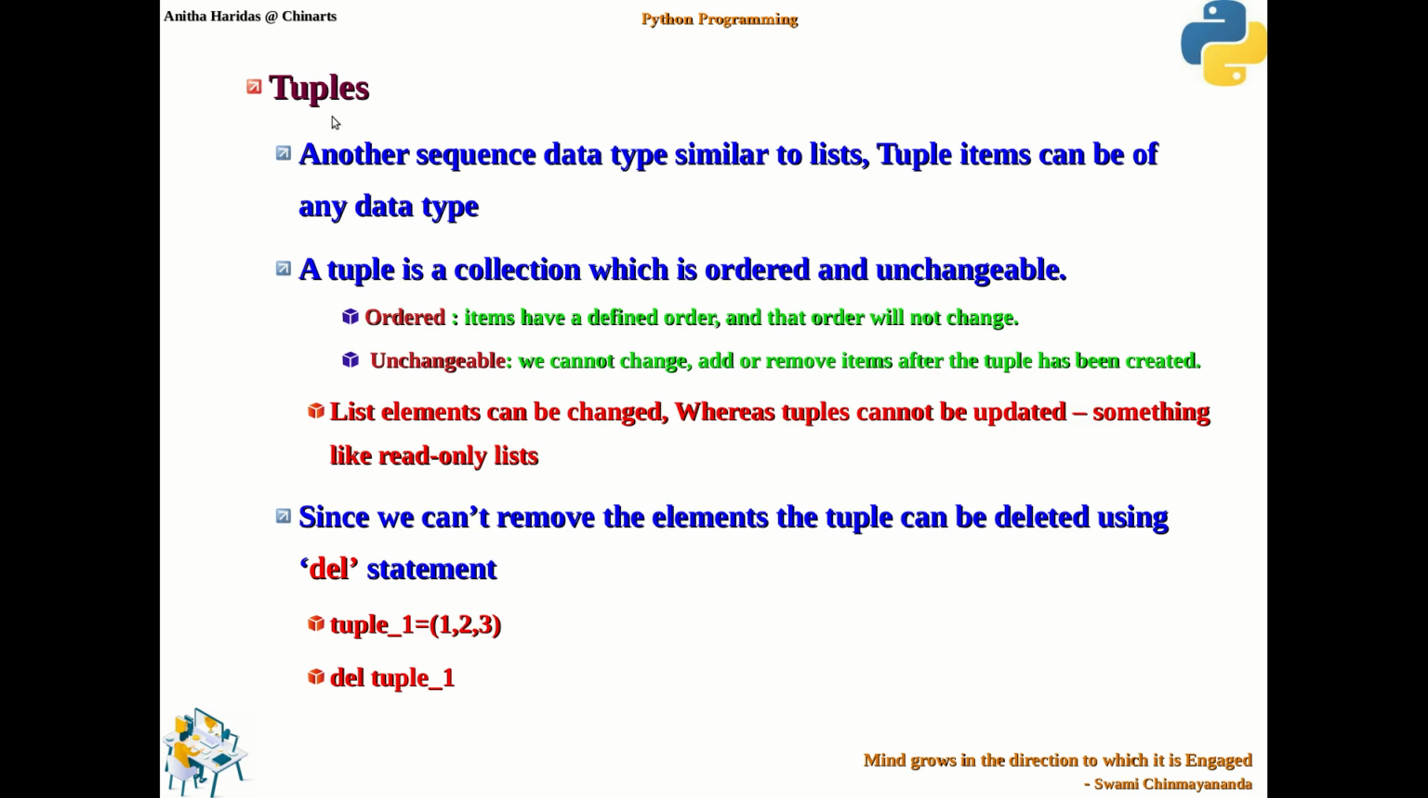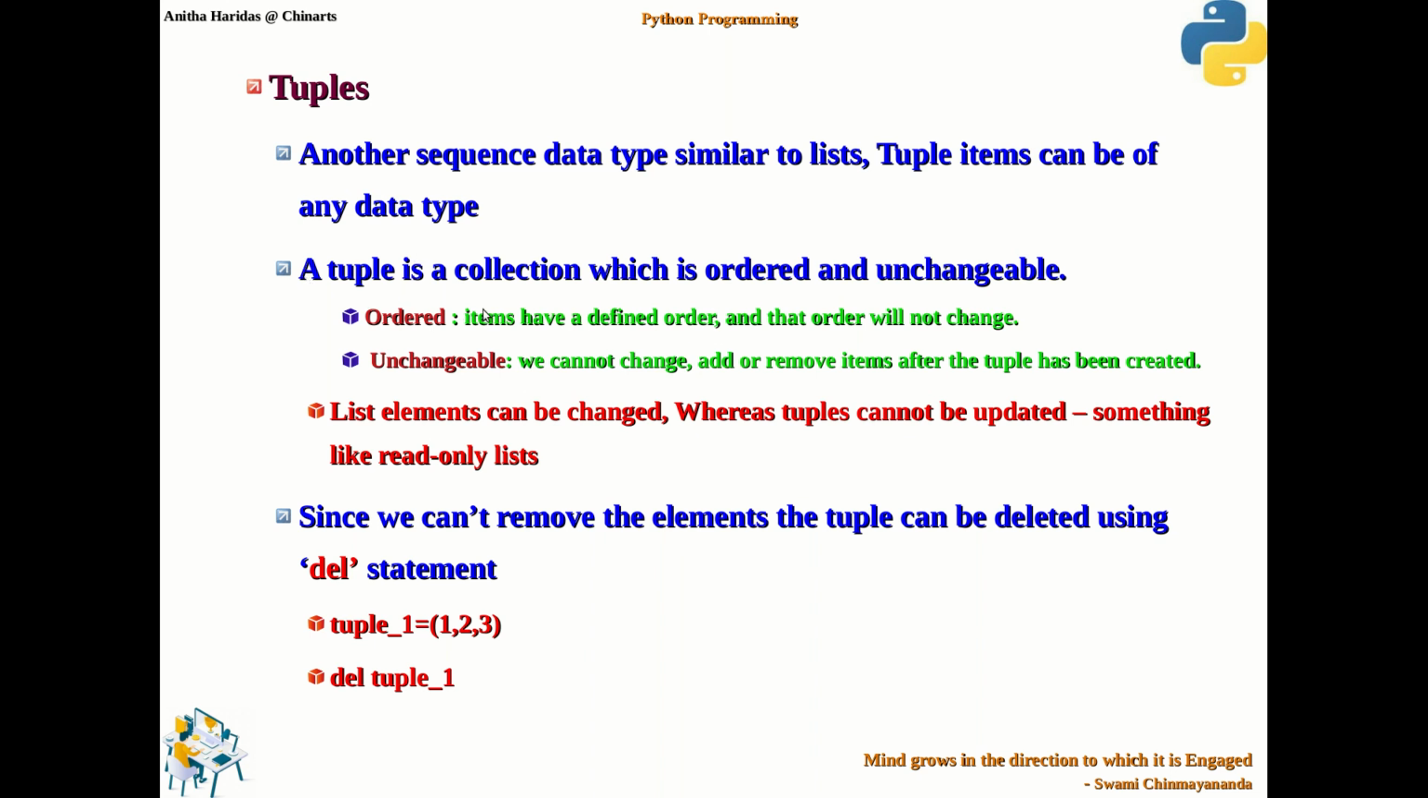We can say that tuples are another sequence data type. It is also similar to list, and the tuple items can be of any data type. You can have strings, integers, floats, any data type, or a combination of all these things. It can be a heterogeneous or a homogeneous data type.